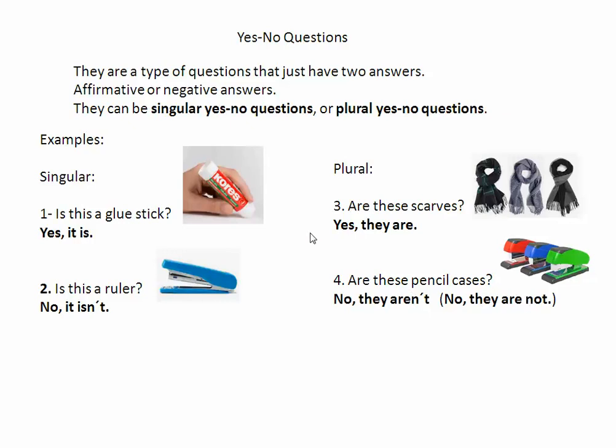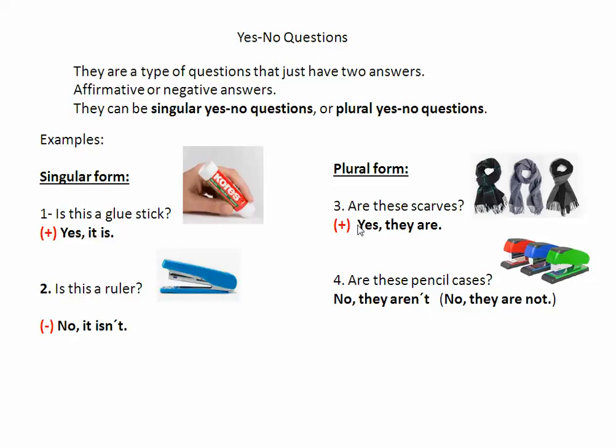So in conclusion, guys, when we say yes it is, this is an affirmative answer of a yes no question. And when we say no it isn't, it is a negative answer of a yes no question in the singular form. In relation to the plural form, when we say yes they are, it is affirmative, and when you say no they aren't, it is negative in the plural form. So we have studied this in class.